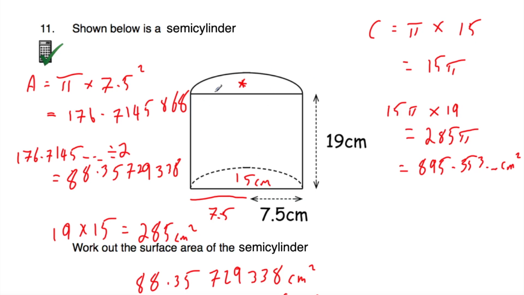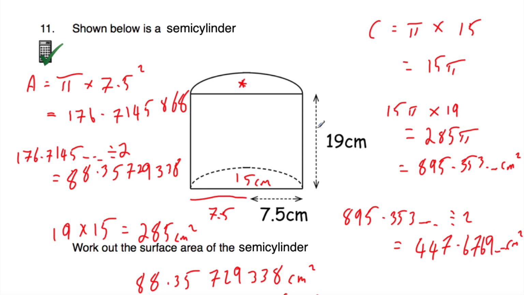Now this is a semi-cylinder, so we're going to divide that by 2, and that'll give us the area of that curved face at the back of this semi-cylinder. So we're going to do 895.353 and so on divided by 2. And let's see what we get. So divide by 2, and that's equal to 447.6769 and so on centimeters squared.